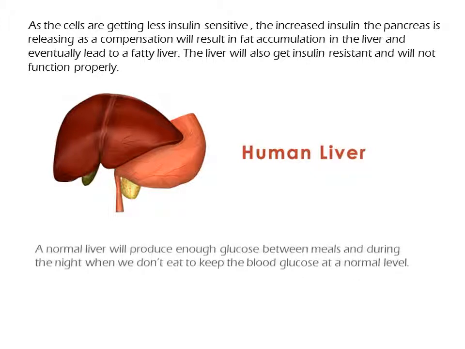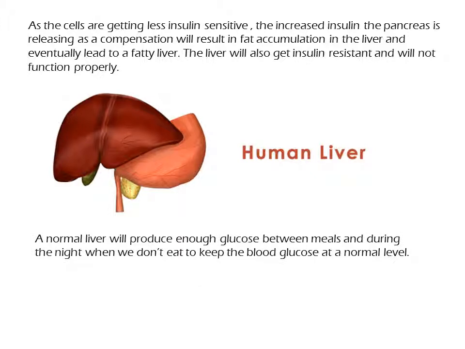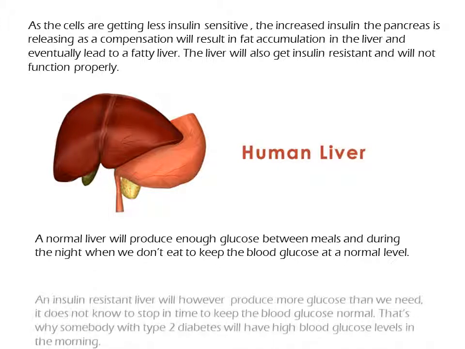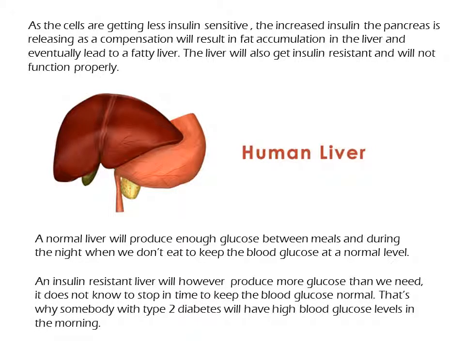A normal liver will produce enough glucose between meals and during the night when we don't eat to keep the blood glucose at a normal level. An insulin-resistant liver will, however, produce more glucose than we need. It does not know to stop in time to keep the blood glucose normal. That's why somebody with type 2 diabetes will have high blood glucose levels in the morning.